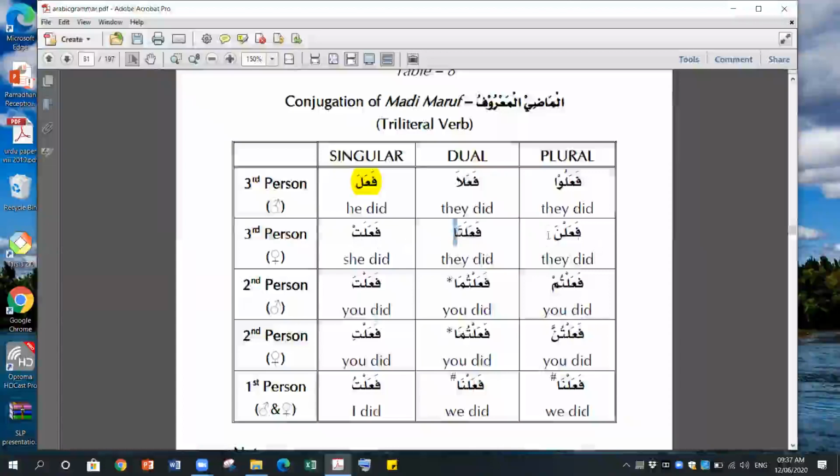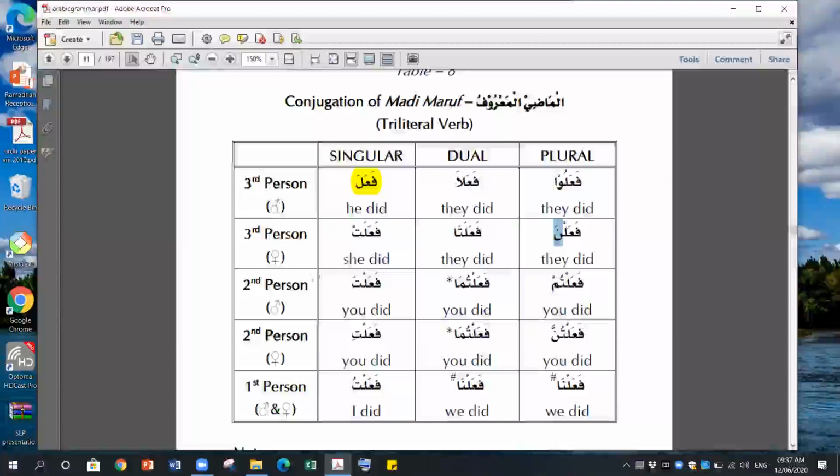And fa'alna is a little different. We just added one noon. Look at the root word fa'ain lam: we just added one noon, and this is called noon niswa. So it will be katabna, these all girls have written. Katabna, sharibna: these all girls have drank.